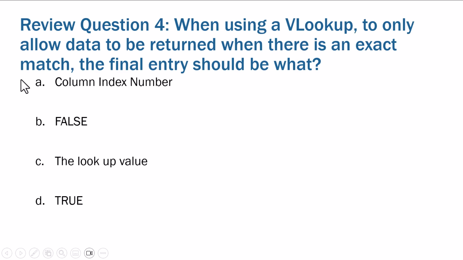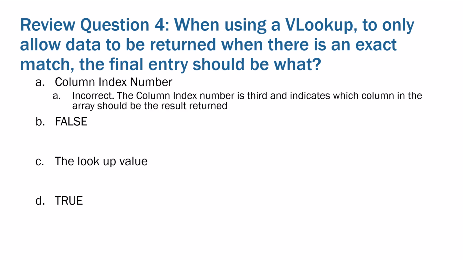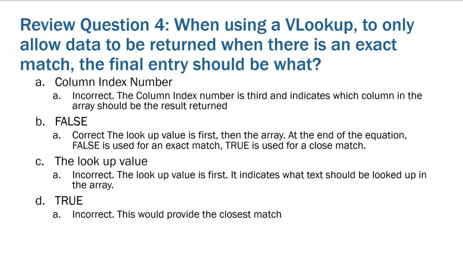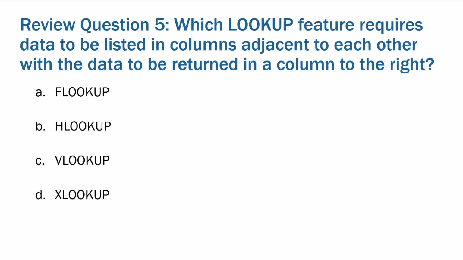All right, if I go back to my PowerPoint for just a quick check-in. So when you're using a VLOOKUP to only allow data to be returned when there is exact match, your final entry should be what? It's not your column index number. Okay, that's third. It's going to indicate the column in the array that should be returned. It's not the lookup value. That's first. You wouldn't do true. That's going to provide the closest match. You would do false. That would give you an exact match.